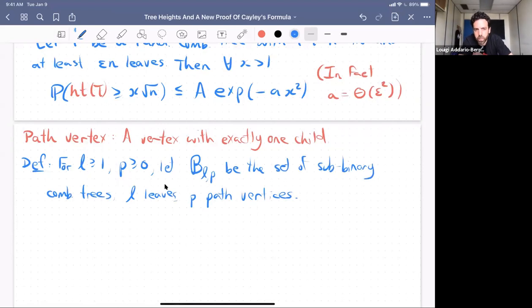Sub-binary means every vertex has either 0, 1, or 2 children. So in fact, here I'm telling you exactly how many nodes with 0 children, that's L. Nodes with 1 child, that's P. And in fact, this immediately implies that there are also L-1 vertices with exactly 2 children.